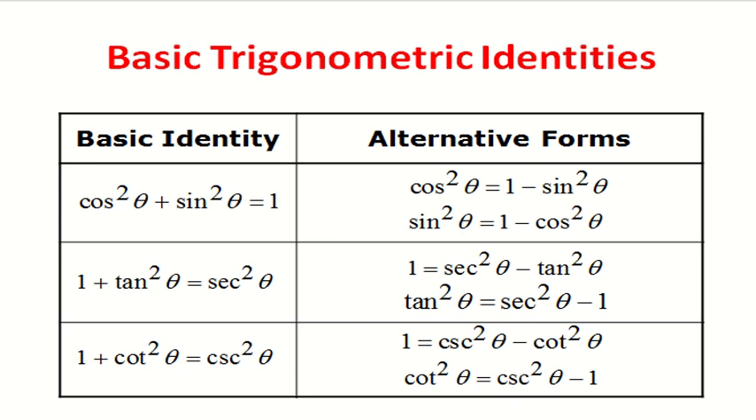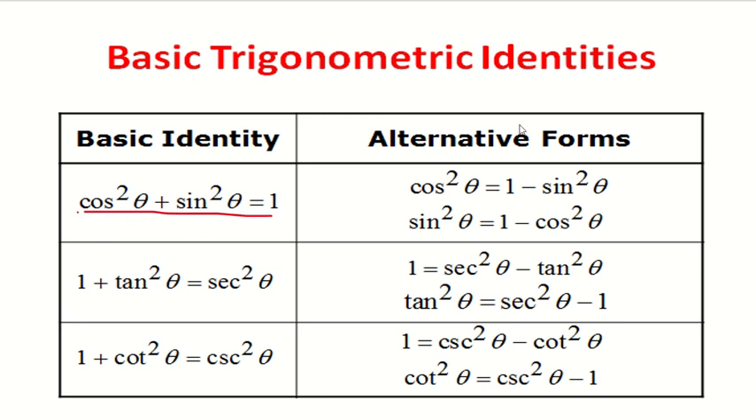Now we are going to see trigonometric identities. Identities are where you use these results to simplify trigonometric functions. First, the basic identity is cos squared theta plus sin squared theta equals 1.